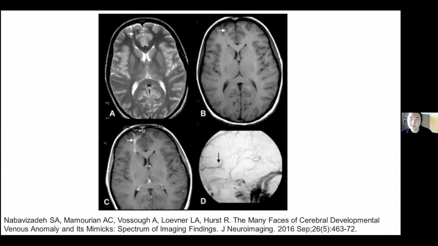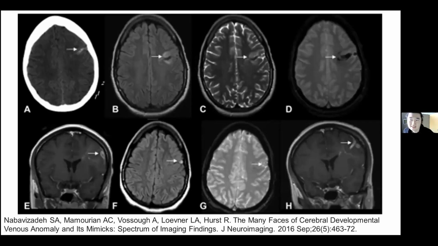This is a patient with a right frontal DVA, shown on the brain MRI. Panels A and B on the top show flow voids that indicate the draining vein, and panel C on the bottom left is a post-con T1. You're actually seeing enhancement of that radial draining vein. And bottom right, panel D, is the corresponding angiogram. You can see that caput medusa appearance draining into what's probably the sagittal sinus there.